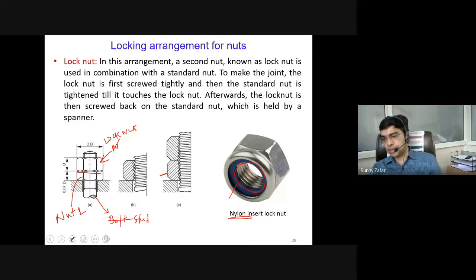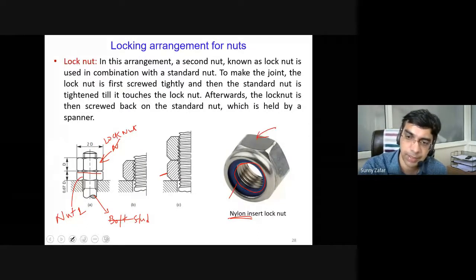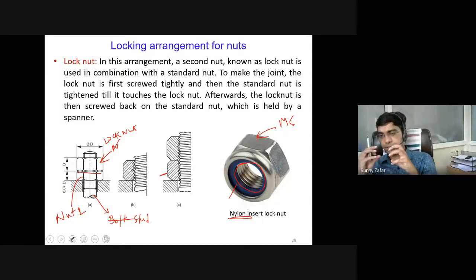So nylon is a soft material with respect to this, which is made up of chrome plated mild steel. What this nylon does is, whenever there are vibrations in the structure, since it is made up of polymer, it has the ability to absorb and dissipate the energy of those vibrations, thereby keeping the nut intact. The movement of the nut is compromised or taken by compression of this nylon insert, thereby preventing the opening up of the bolted joint. So this is one example of how lock nuts are used.